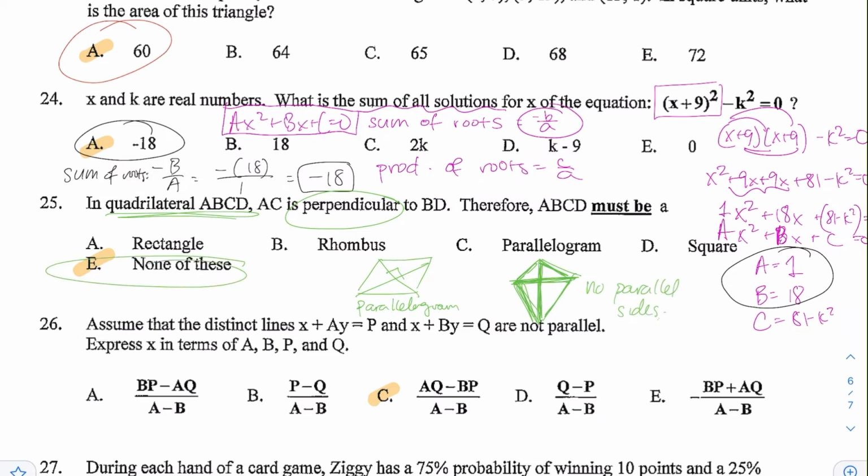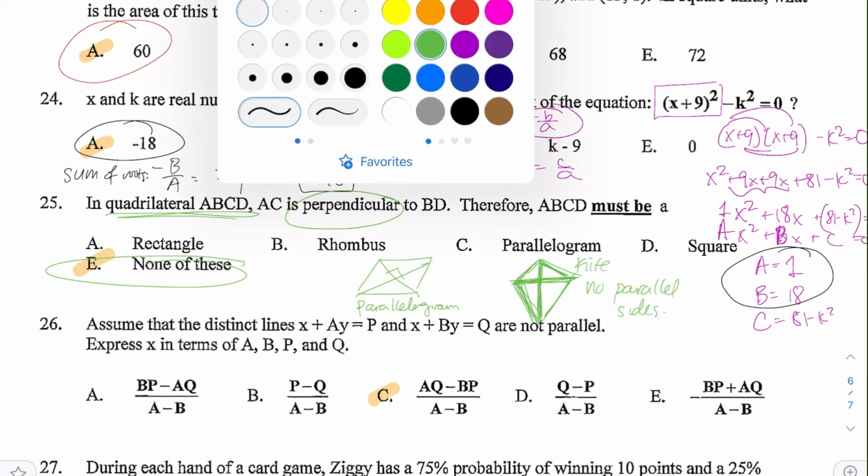So the answer is choice E. All the other choices are parallelograms. It doesn't have to be a parallelogram. A kite is not a parallelogram, but its diagonals are still perpendicular.